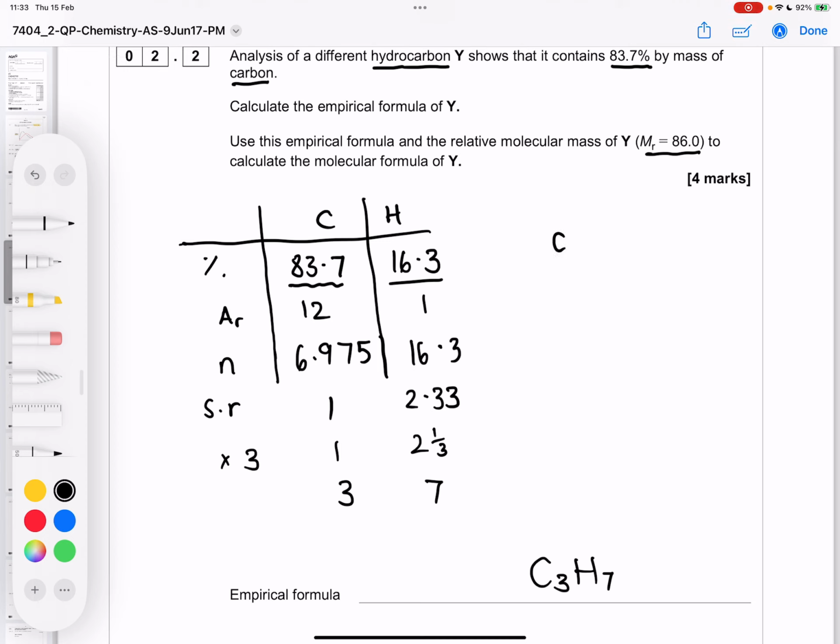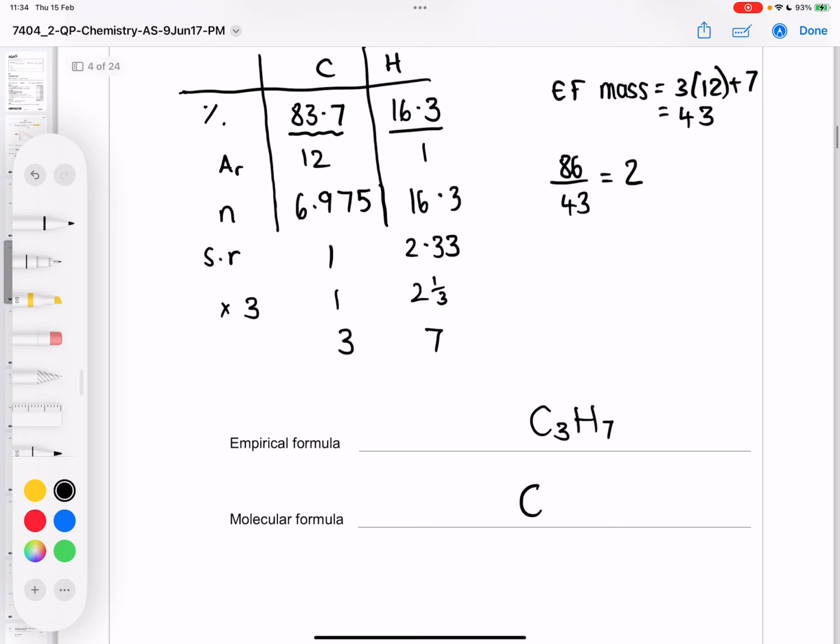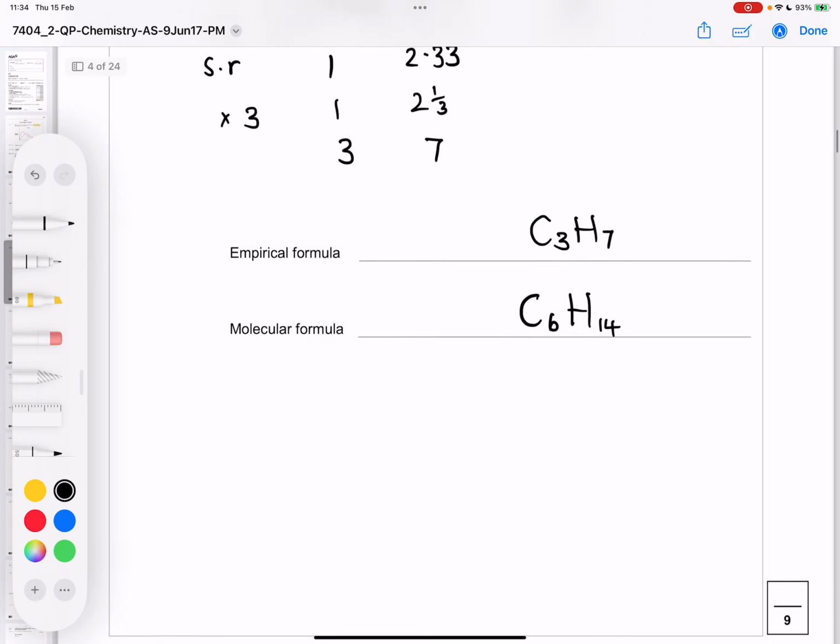So our empirical formula mass is add up C3H7. So 3 12s and 7 1s. That's 43. If we work out how many 43s fit into 86, we find out that it's 2. So we need to double all the numbers. And we'll get C6H14. And that's the end of our question.